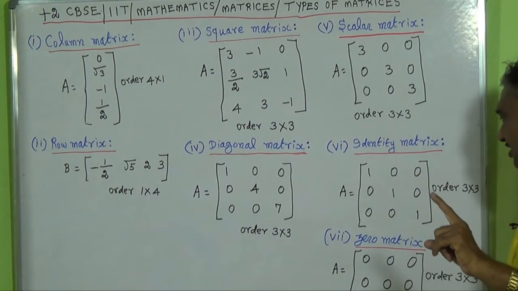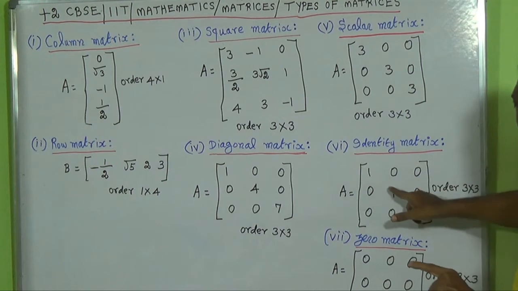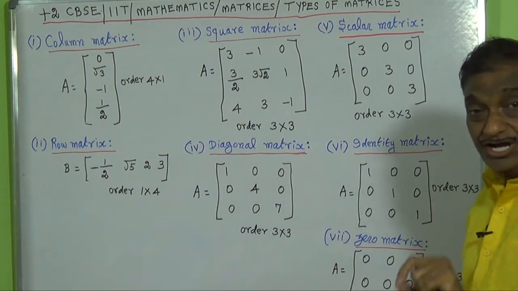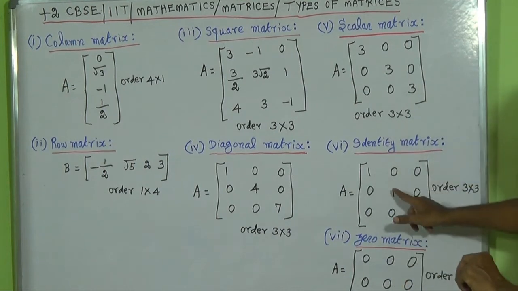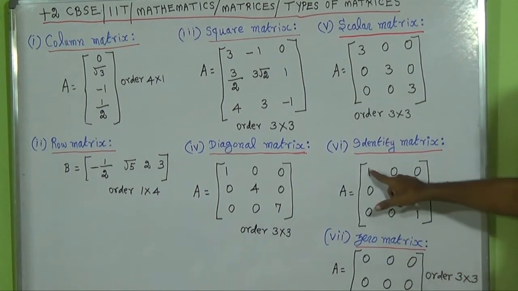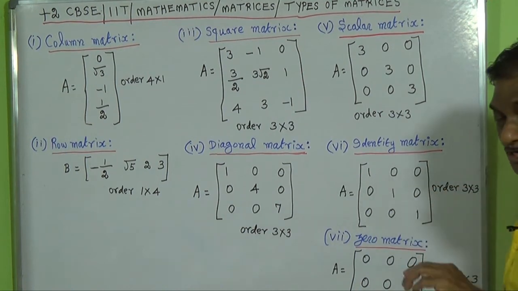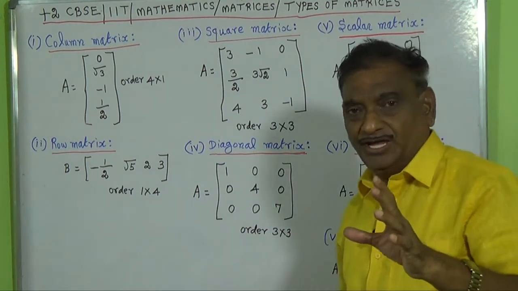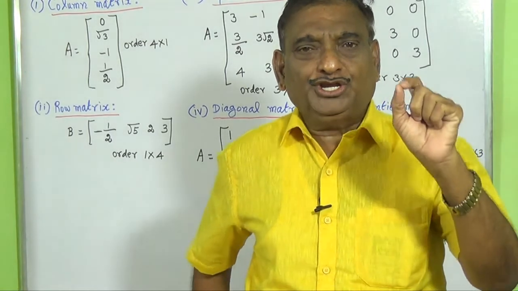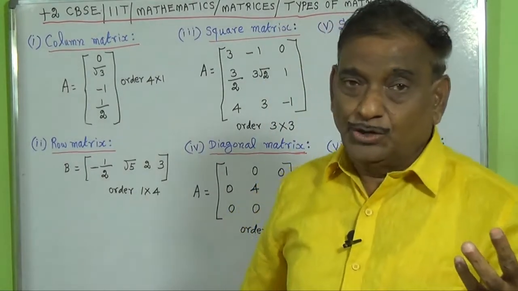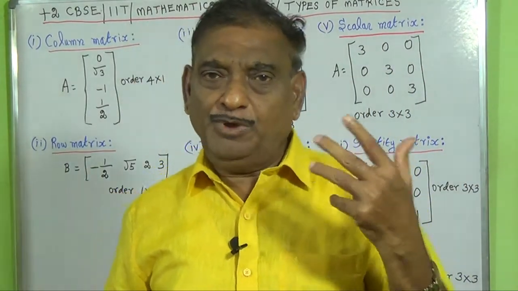The third condition is the diagonal elements should be same. The diagonal elements are same. The fourth condition is the diagonal elements should be 1. So in this case also the diagonal elements are 1. So the 4 conditions are satisfied. The identity matrix is denoted by the capital letter I. You can take a 2 by 2 matrix or 1 by 1 matrix.